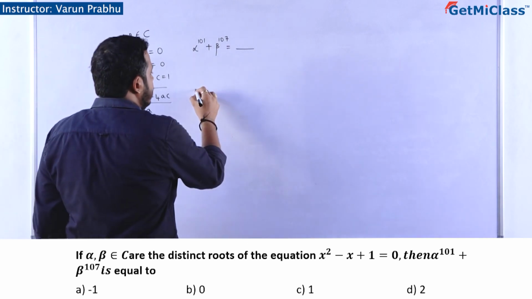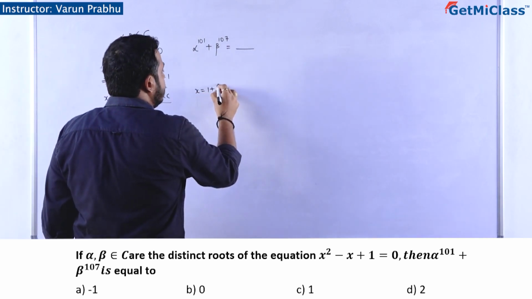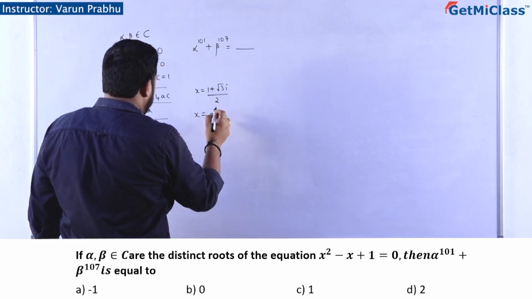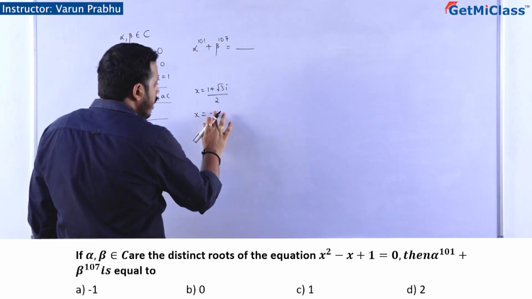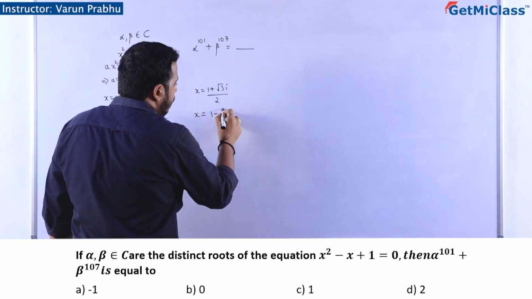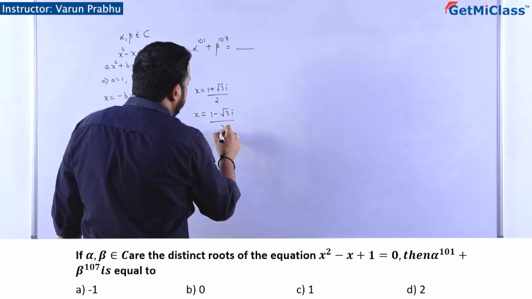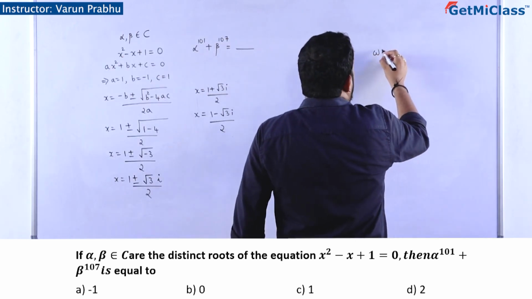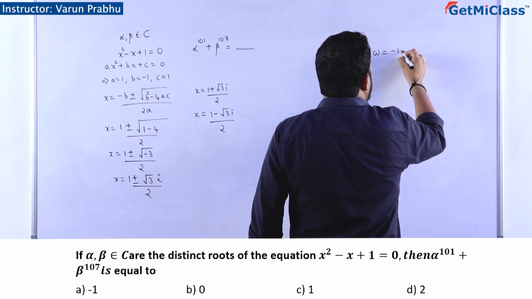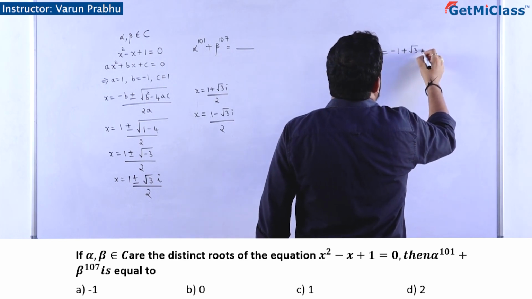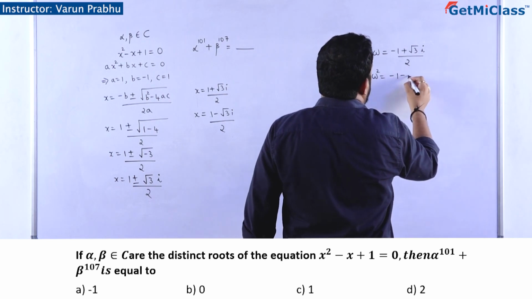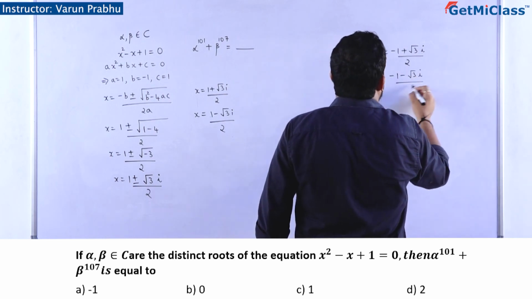So I can clearly say x = (1 + √3 i) / 2 and x = (1 - √3 i) / 2. Now what everybody should understand here is, we know omega is equal to (-1 + √3 i) / 2, and omega square is equal to (-1 - √3 i) / 2.